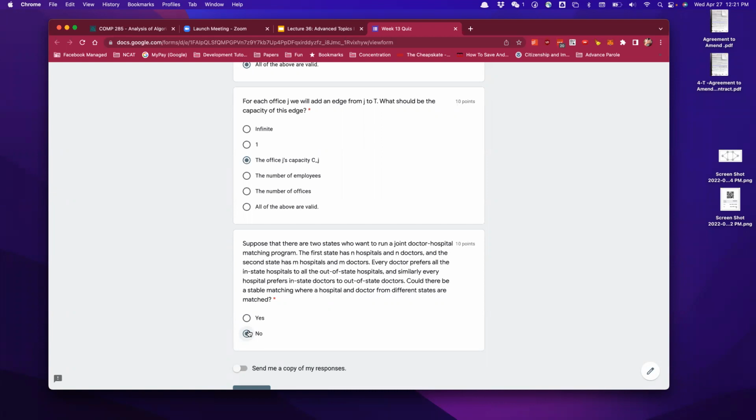That's exactly right. So like the question states, every in-state doctor prefers in-state hospitals, and every in-state hospital prefers in-state doctors. So if you had a matching where you had a doctor from California who gets matched to a hospital from, whatever, New York, right? That California doctor prefers some in-state hospital, right? And that in-state hospital prefers him over whatever out-of-state doctor they were assigned to. So that is not stable. So the answer here is no.